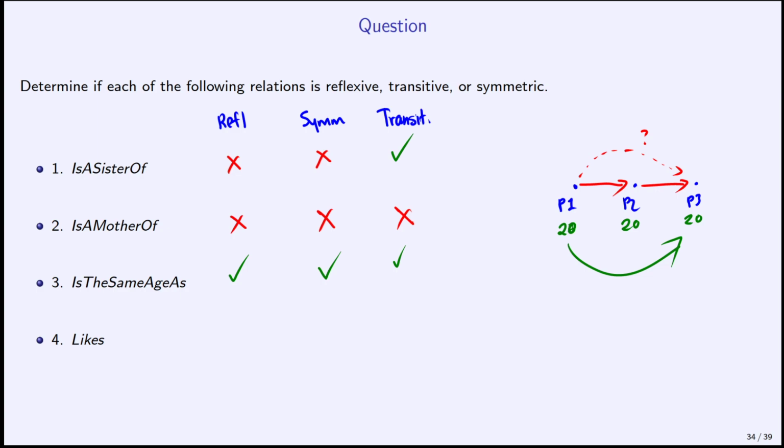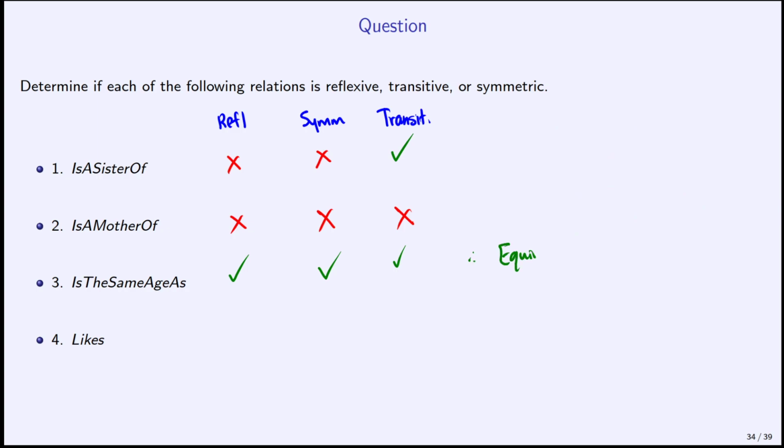So "is the same age as" is reflexive, symmetric, and transitive. So we can also then call this an equivalence relation. And the key word that would give this away is actually the fact that it says "is the same age as." So this "same" here is really giving away that we're looking at an equivalence relation.